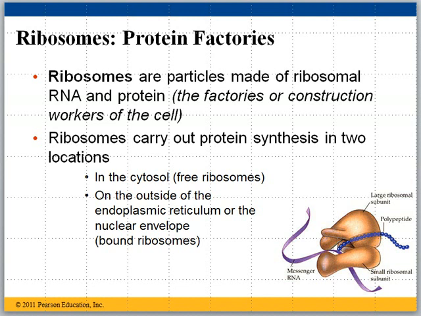So ribosomes carry out protein synthesis in two different places. Some of these ribosomes are just floating free out there in the cytosol. So just out in the liquid part of the cell, they're floating around freely, doing their job. And others of these ribosomes are attached to a particular part of the cell, either to the endoplasmic reticulum or the nuclear envelope, the nuclear membrane itself. So you can have free ribosomes floating around in the cytosol, or you can have what we call bound ribosomes that are either attached to a part called the endoplasmic reticulum or they're attached to the actual nuclear membrane, the nuclear envelope itself.